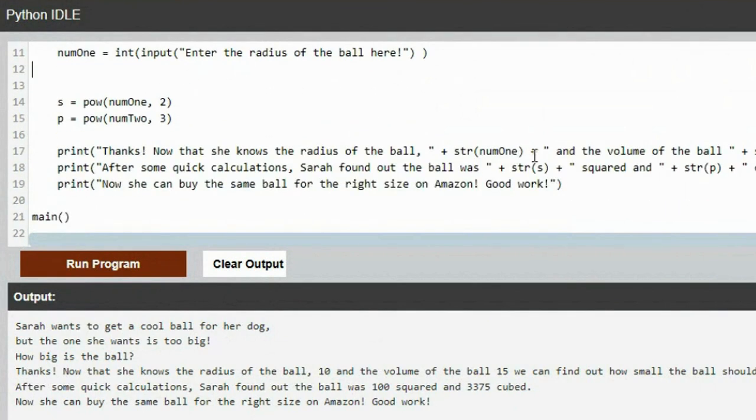Unless you're comparing two different balls, then you need to do double the calculations. You need two different surface areas, two different volumes. But we only calculated that once. So she knows the radius of the ball and the volume of the ball. We didn't really calculate the volume of the ball yet. Let's just take out this statement.